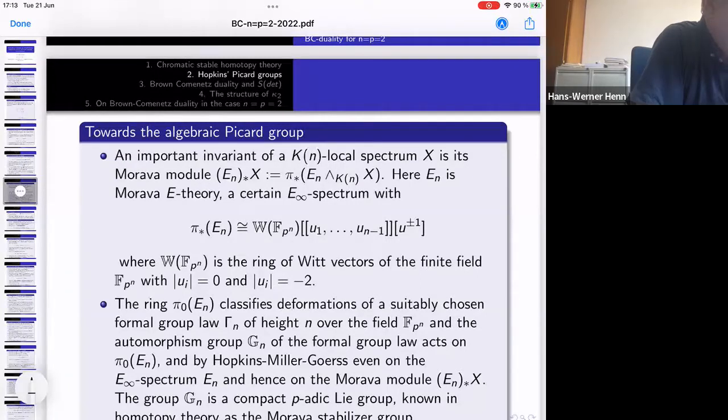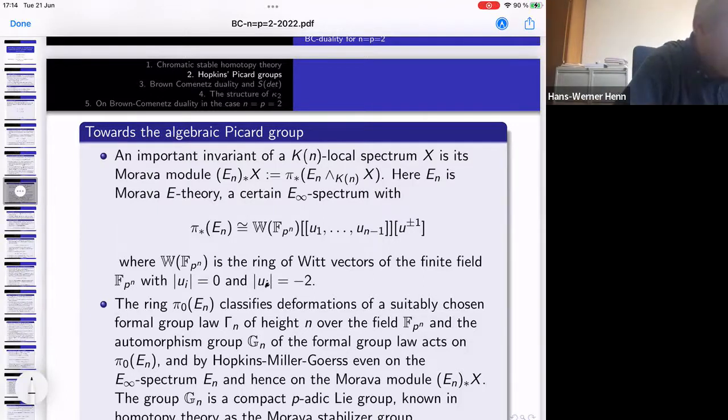So if you have a K(n)-local spectrum X, then you can look at its Morava module. That's given by pi star of En smash Kn of X, and En is Morava E-theory. That's given by a certain E infinity spectrum whose homotopy groups are given by this isomorphism. It's a non-canonical isomorphism. W is the Witt vectors over the finite field F_{p^n}. The ui are of degree 0, and the u, which is of degree -2, should not have any index.